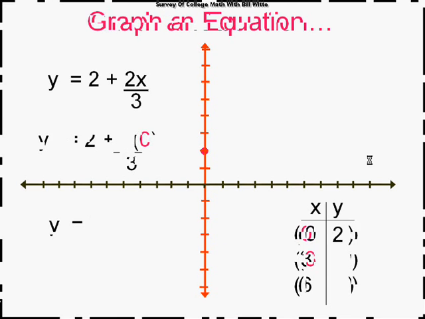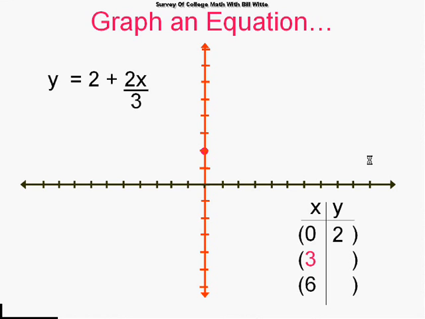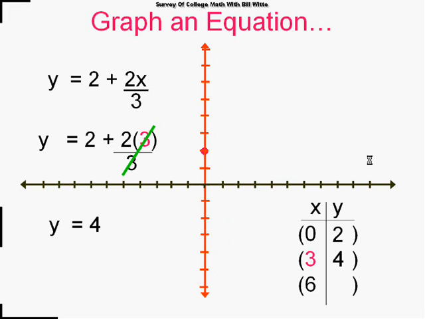Now let's put in a 3 for x. The 3's will cancel. That's why I chose 3. And I'll get 2 plus 2, or y is 4. I'll graph the point 3, 4. Go over 3 and up 4.